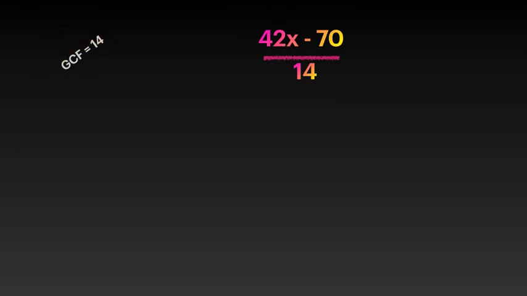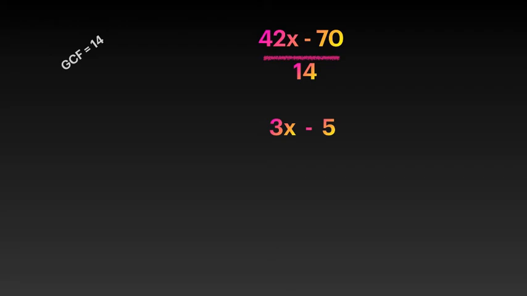So then, next, you're just going to divide them all by 14. So 42x divided by 14 is 3x. Negative 70 divided by 14 is negative 5, so I'm going to write the minus 5. And then 14 divided by 14 is, again, 1, so I can just keep that invisible. So the final answer would be 3x minus 5.